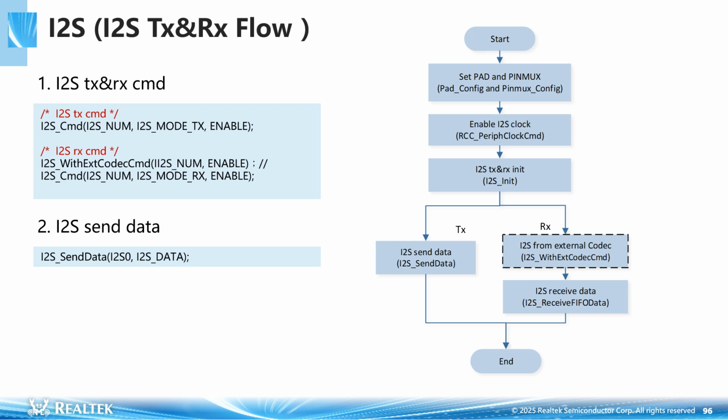I2S data sending and receiving process is as follows. Step 1. Configure pad and PINMUX. Step 2. Initialize the I2S structure. Step 3. Enable the I2S. Step 4. When I2S receives data from an external codec, I2S with extern codec command must also be enabled to receive external data. The I2S send function and I2S receive function can be called to send and receive data.